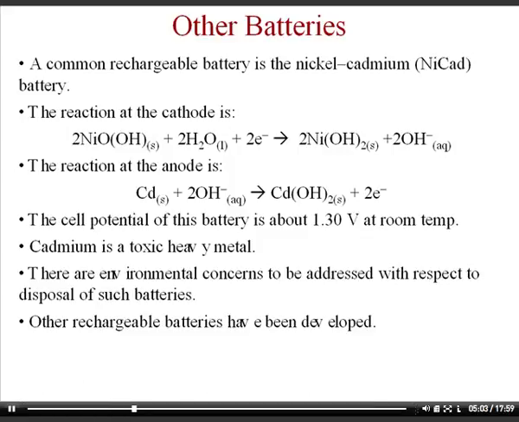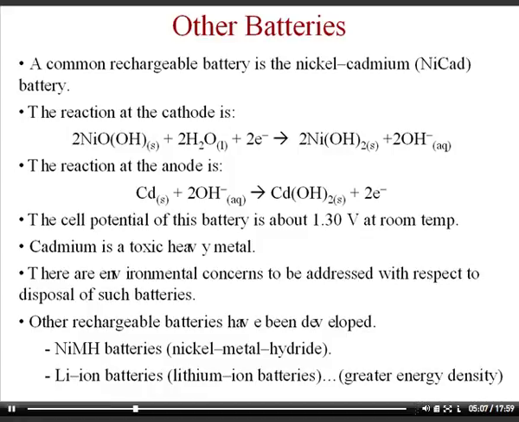There are other rechargeable batteries that have been developed. Nickel metal hydride batteries are pretty common nowadays, and lithium-ion batteries are really good because they're very lightweight, and so they pack a lot of energy density in a smaller lightweight battery, and these would be used in cell phones.